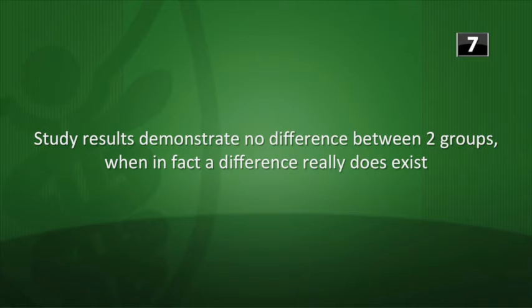Next, in your own words, describe what type 2 error is. So we talked about type 1 error in one of the earlier question sets, and now we're talking about type 2 error or beta error. So this is where your study results demonstrate no difference between two groups when in fact a difference really does exist. So if you did a study that showed that insulin is not helpful in treating type 1 diabetes, your study would of course be erroneous. And that particular type of error is called a type 2 error or a beta error.